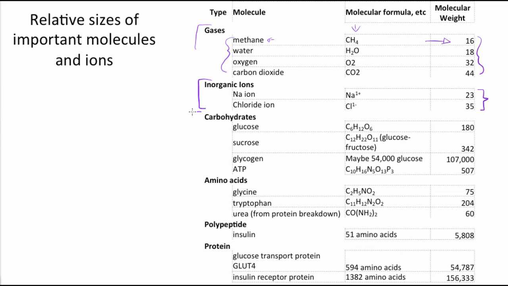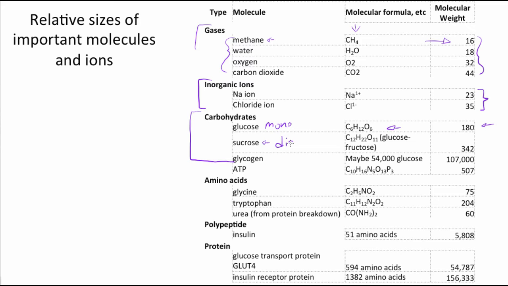And then I've grouped the first bunch here. These are the carbohydrates. So glucose has a molecular formula that some of you know, and a molecular weight that turns out to be about half of the molecular weight of sucrose. Sucrose is a disaccharide, so this is a monosaccharide.